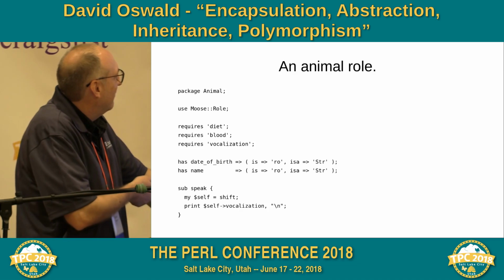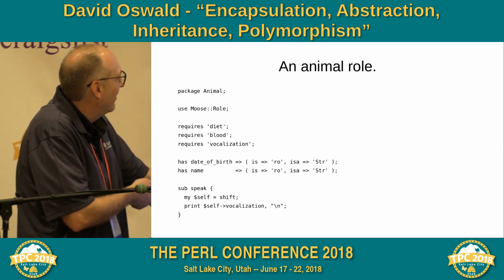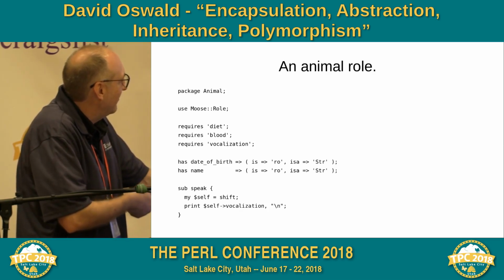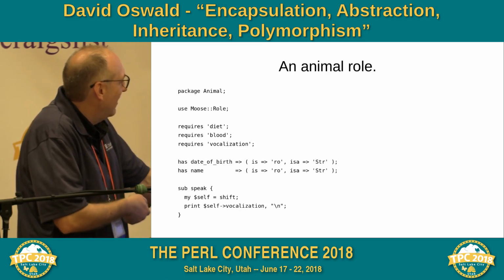We're going to say use Moose::Role, and we're going to say that this requires diet and requires blood and requires vocalization. So our animal role requires that these attributes be implemented by the thing that implements the role, by the thing that uses the role or consumes the role. We're going to say that it has a date of birth and it has a name and that it has the behavior of speaking, of vocalization.